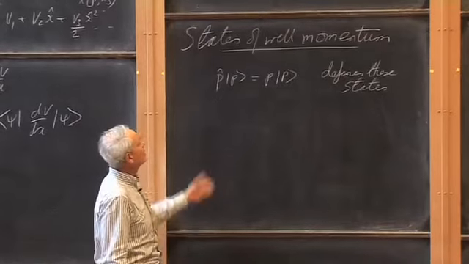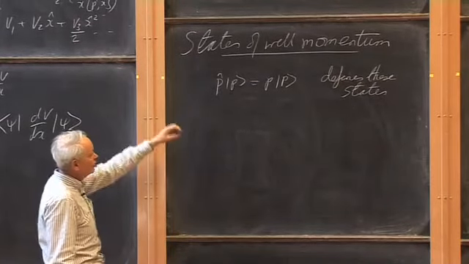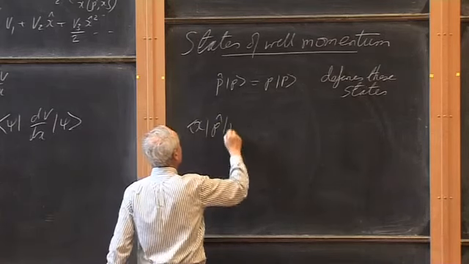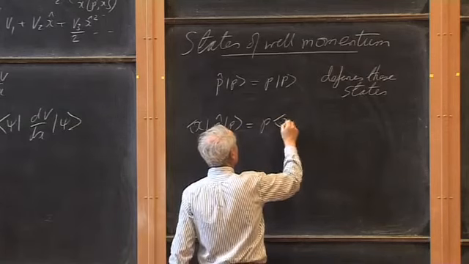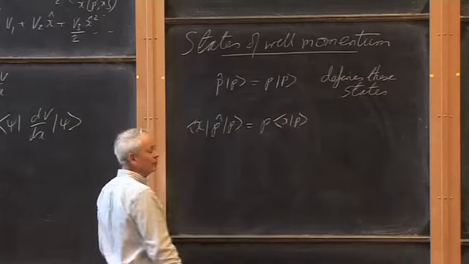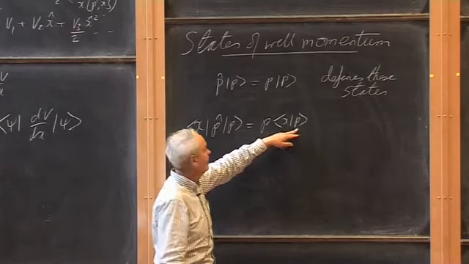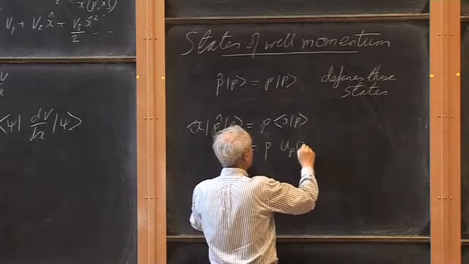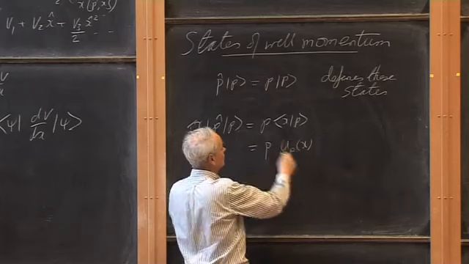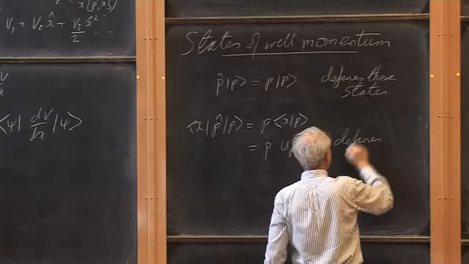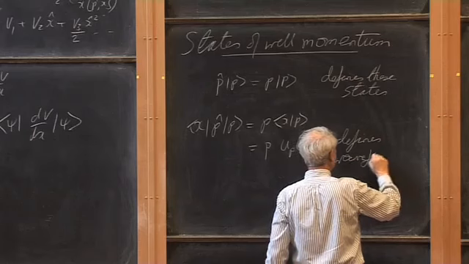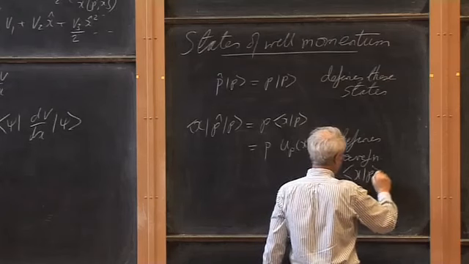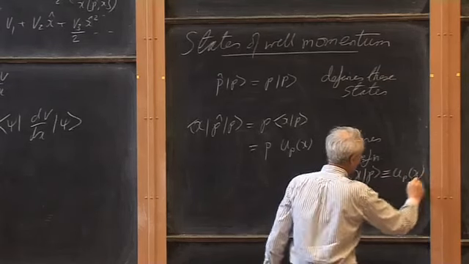If we want to know what these things look like in real space, we want to bra through with an x, and then we're looking at x, p hat, p is equal to p, x p. This is the wave function of our state of well-defined momentum. Let's introduce a newfangled notation and declare that this is u sub p of x. This is just the definition of the wave function: x p equals u p of x.